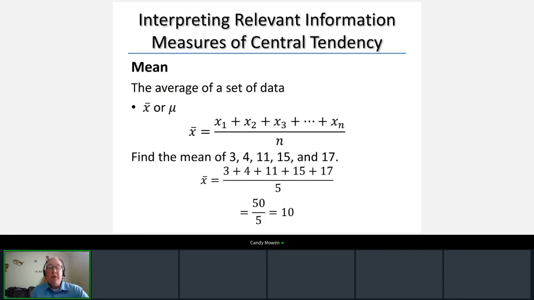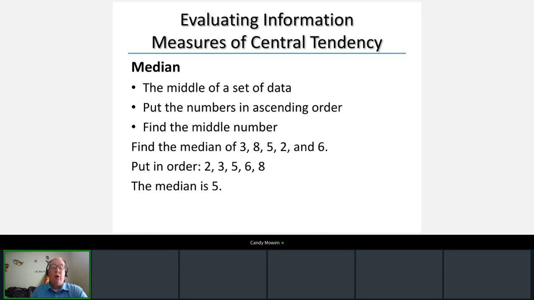The mean is what we just talked about. Find the average of the data set. Find the mean of the following data. You add up the sum. It's 50. How many pieces of data? 5. 50 divided by 5 equals 10. That is your X bar.